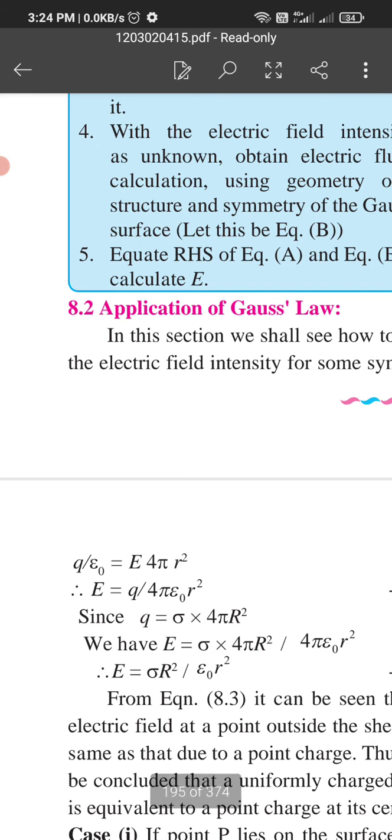Then substitute the value of phi, that is q upon epsilon naught is equal to E into 4 pi r square. So E is equal to q upon 4 pi epsilon naught r square. Since q is equal to sigma into 4 pi capital R square, we substitute the value of q in q divided by 4 pi epsilon naught small r square. 4 pi gets cancelled, then we get E is equal to sigma capital R square upon epsilon naught small r square.